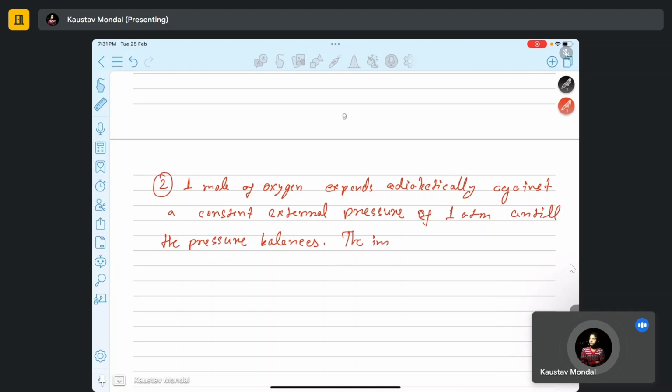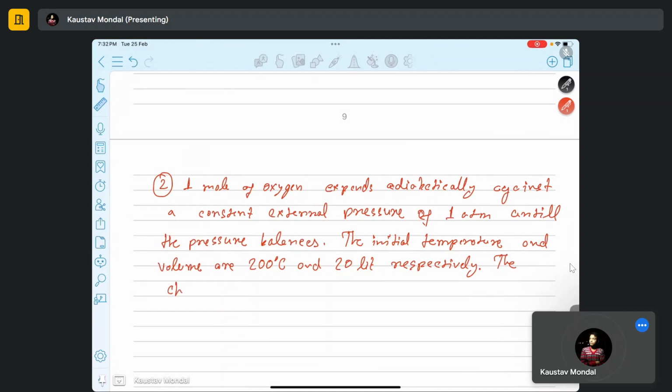The initial temperature and volume are given as 200 degrees centigrade and 20 liter respectively. Now we have to find out the change in entropy.